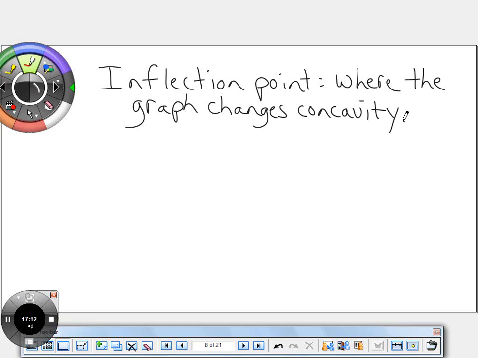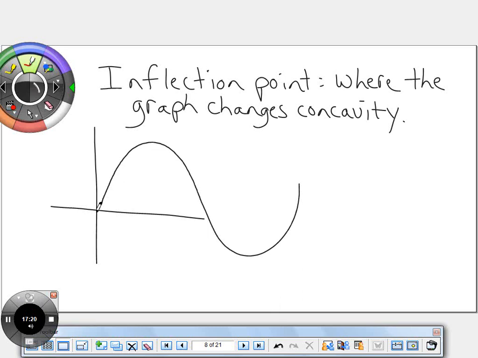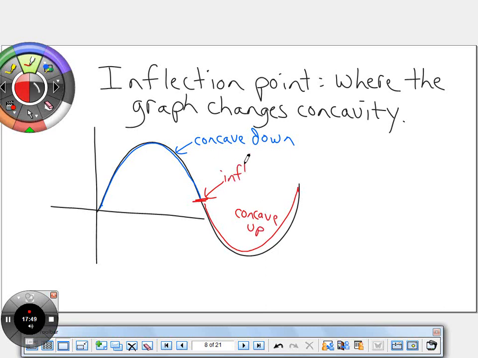So that means it's going to change, like graphically. Let me just show you. If you had a graph that was maybe going like this and then like that, this whole part here would be concave down. So the blue, this would be concave down. And then there is a spot where it changes concavity. It's probably right here. Then it's concave up. I'm going to say the red is concave up. Where it changes concavity is called the inflection point.